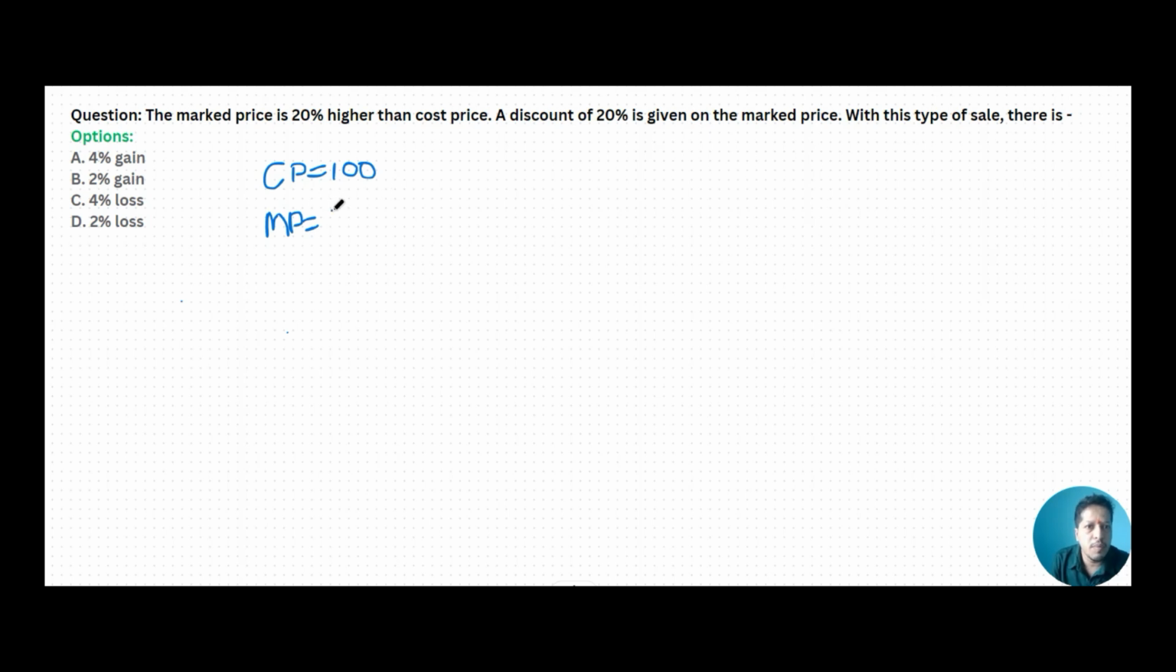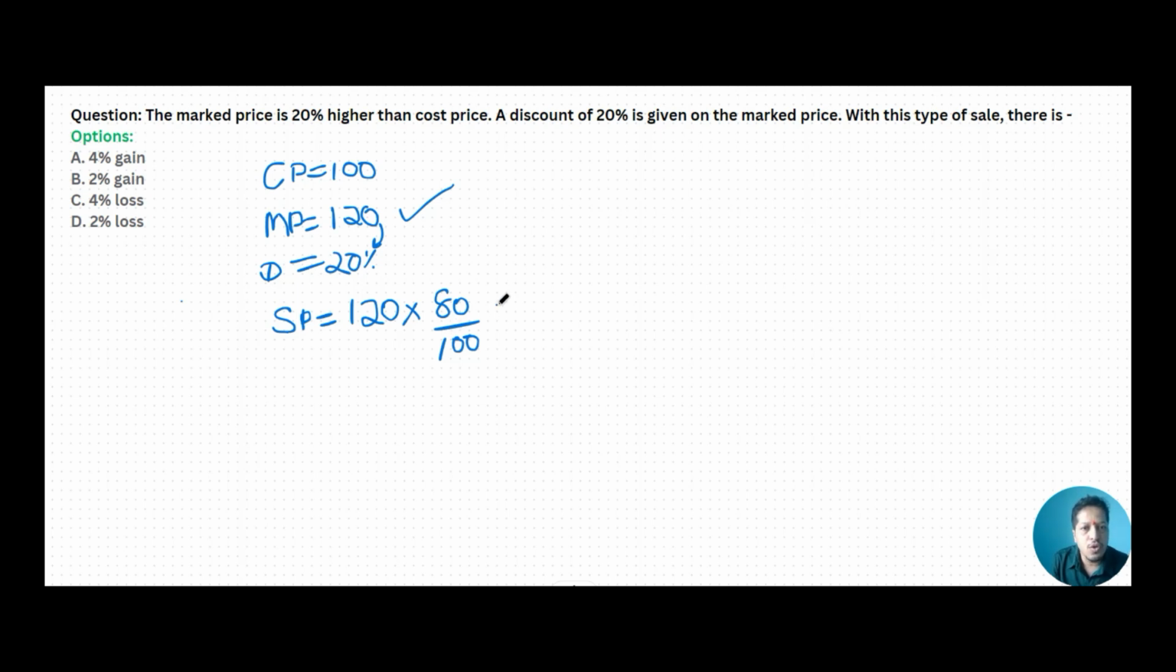So 20% higher is another 20 rupees, so 120 should be the mark price. The discount is 20%, which is always given on the mark price. If you give 20% discount on the mark price, then you get the sales price, which is equal to mark price into 80%. If 20% discount is given on the mark price, net to net you are paying only 80% of the cost, correct?